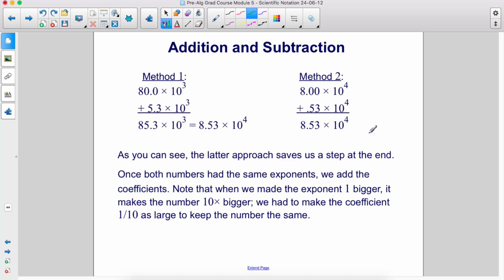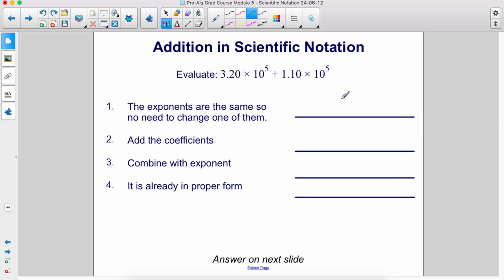Once both numbers have the same exponents, we just add the coefficients. Note that when we made exponent 1 bigger, it makes the number 10 times bigger. Therefore, we had to make the coefficient 1/10 as large to keep the number the same. Over here, we didn't have to do that last step of moving the decimal.